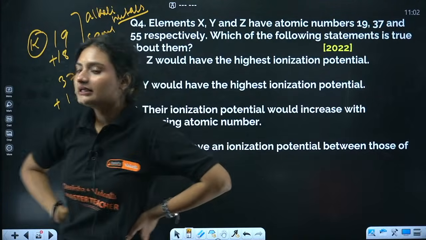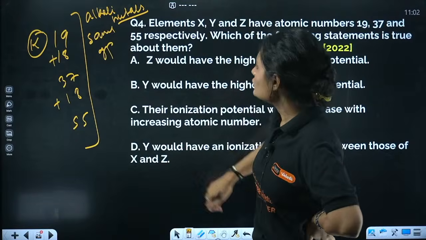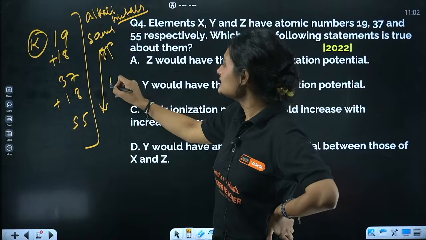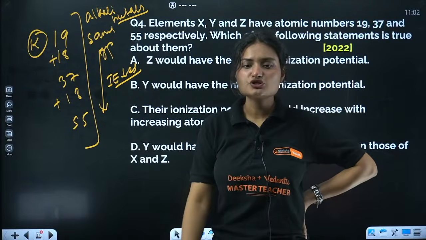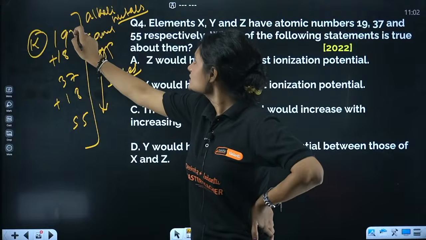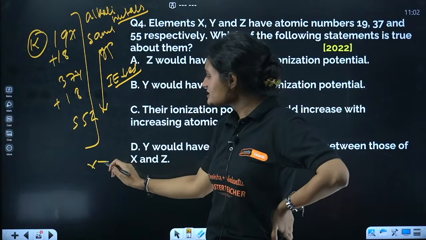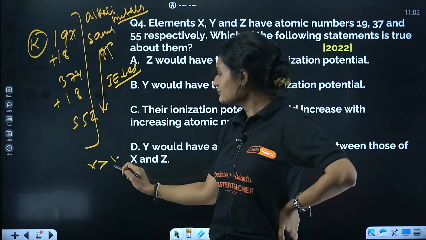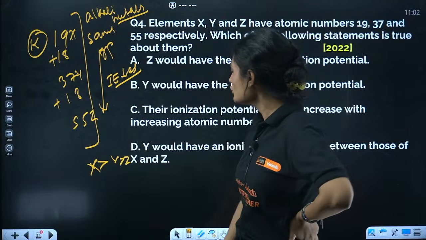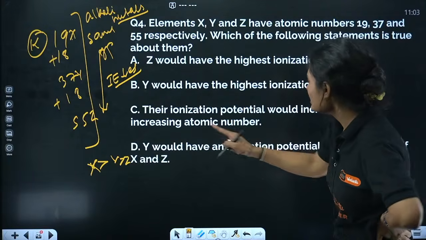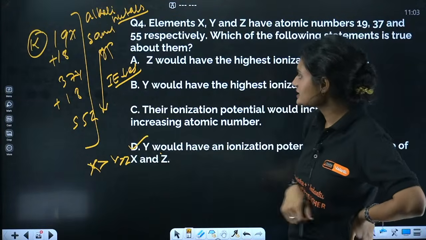And what are we being asked about? The ionization enthalpy. Now see, if we go down the group, the ionization enthalpy decreases, right? So what should be the order? This is X, this is Y, this is Z. So X will have the highest ionization enthalpy, then Y, and then Z. Which of the following is the correct answer? Y would have an ionization potential between those of X and Z. That is correct.